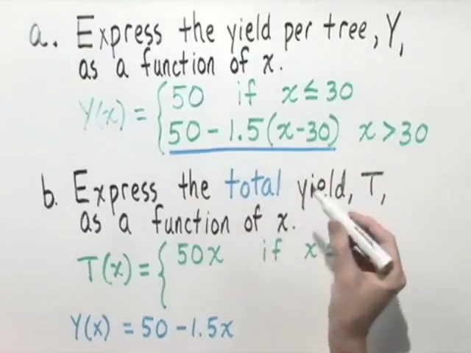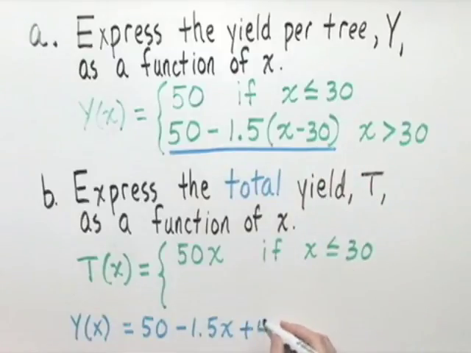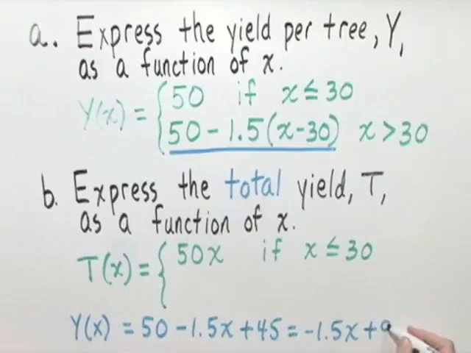Negative 1.5 times negative 30 is plus 45. So therefore, y of x really equals negative 1.5x, 50 plus 45 gives me plus 95. That's whenever x is greater than 30.